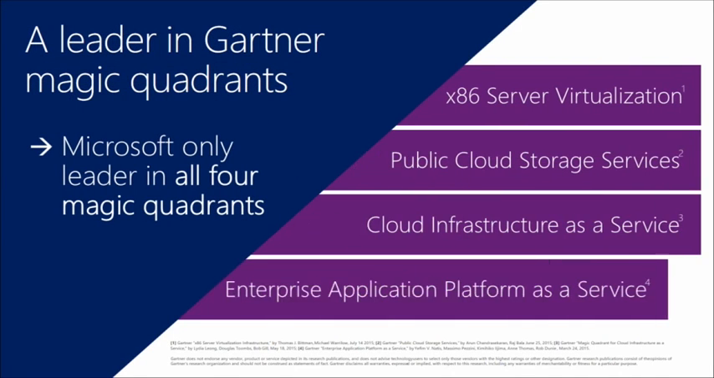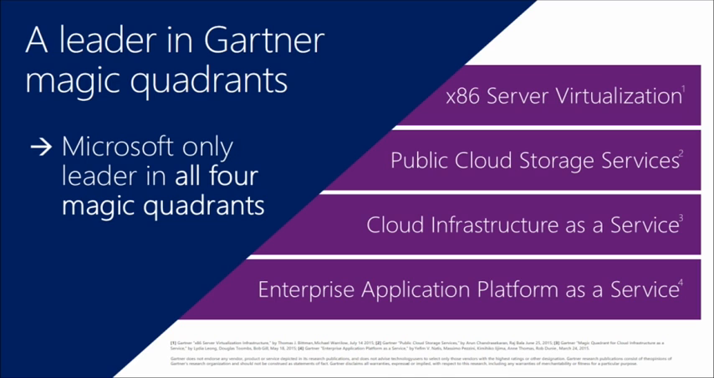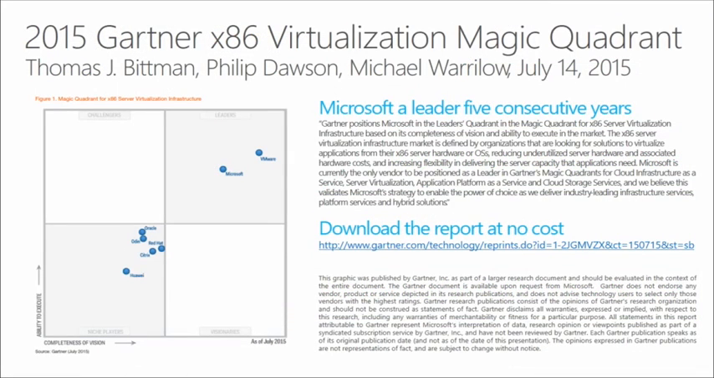And that's recognized by Gartner. So when we think about x86 server virtualization, a leader in the Magic Quadrant, public cloud services for Azure, cloud infrastructure as a service for Azure. Remember, it's that consistent platform. And when we think about Hyper-V specifically on premises, both Microsoft, a leader for 5 consecutive years, and VMware in there as well. So the two market leaders.